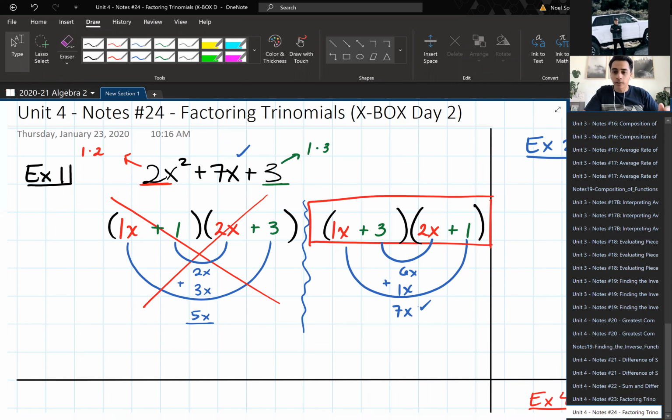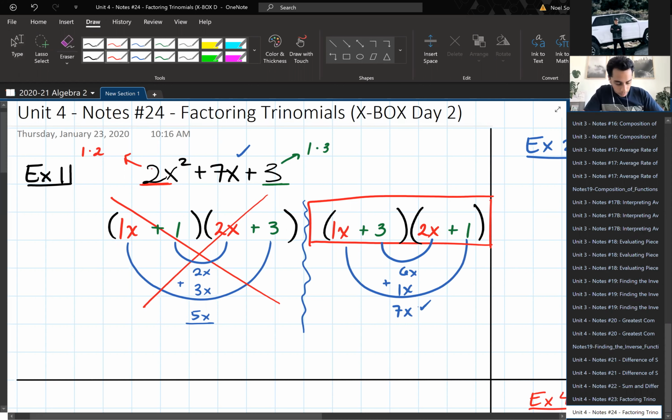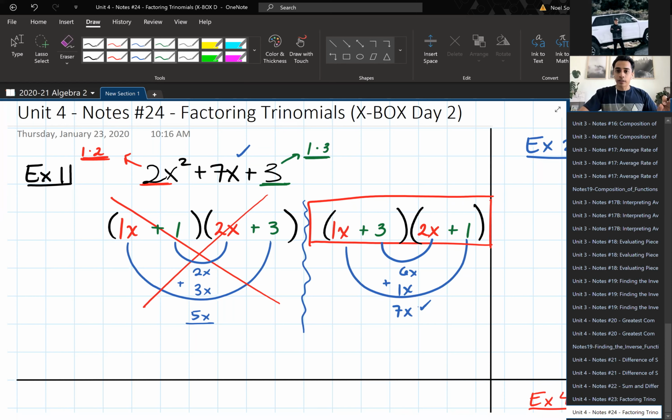So this is one of those methods, one of the strategies, is to focus on my leading term and find out what are those factors that can get me 2. And then I look at the last term, positive 3, and I also have to think, what are the factors that could give me positive 3? And then it just becomes kind of like a game where you have to adjust them and put them in the right spots so that eventually you arrive at the original polynomial that you started with.